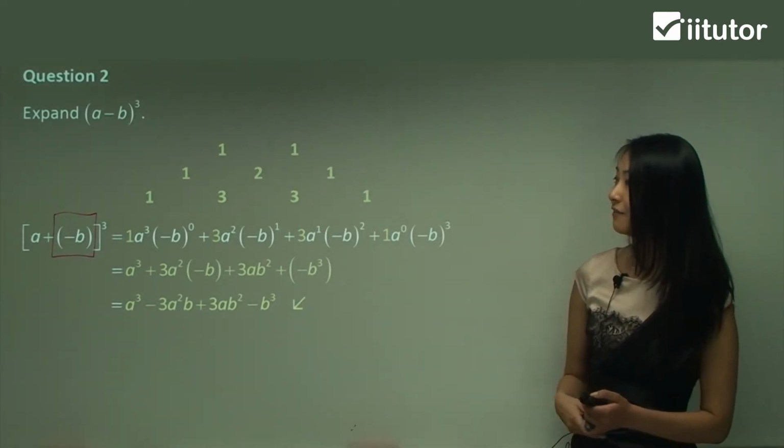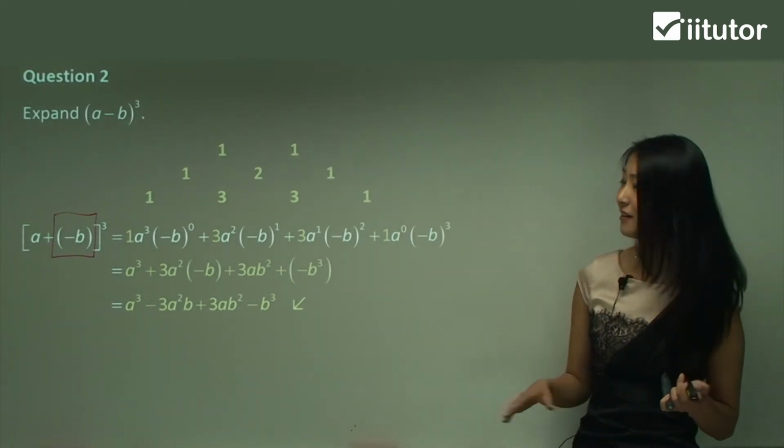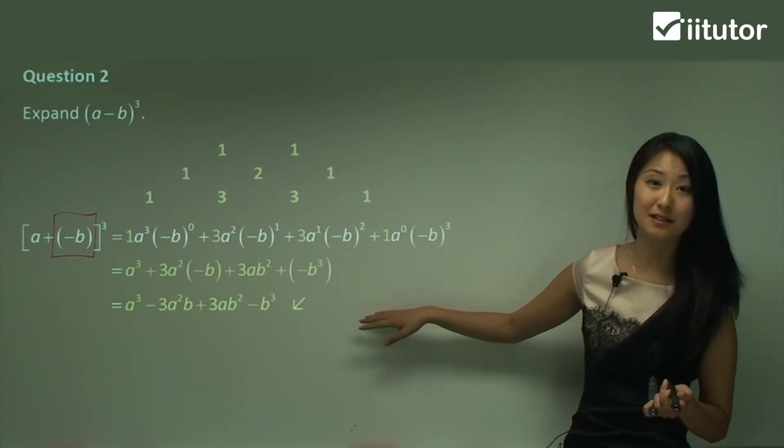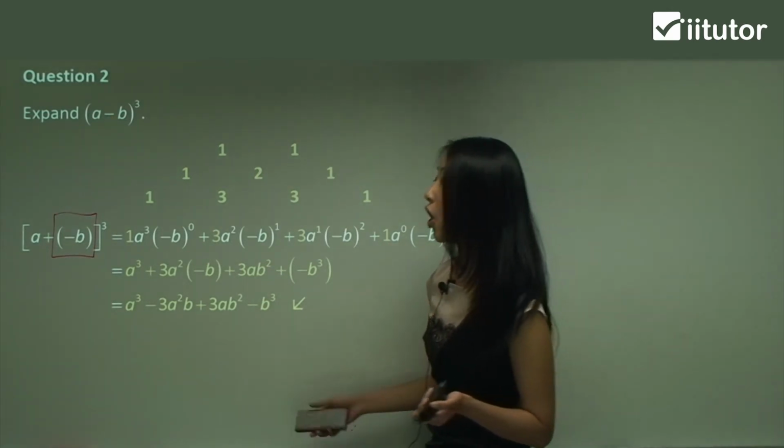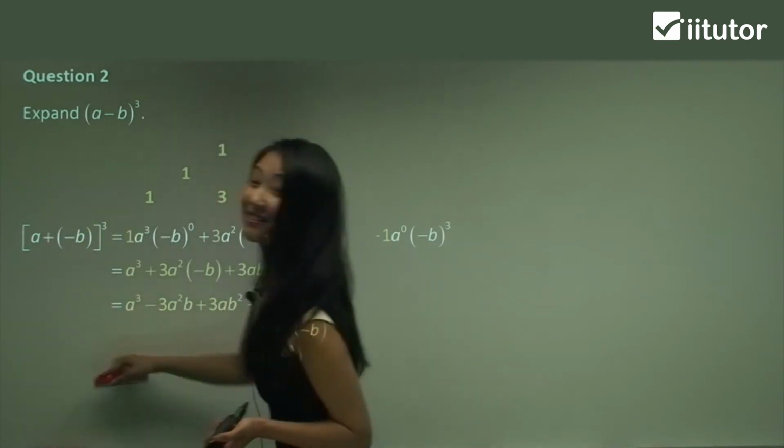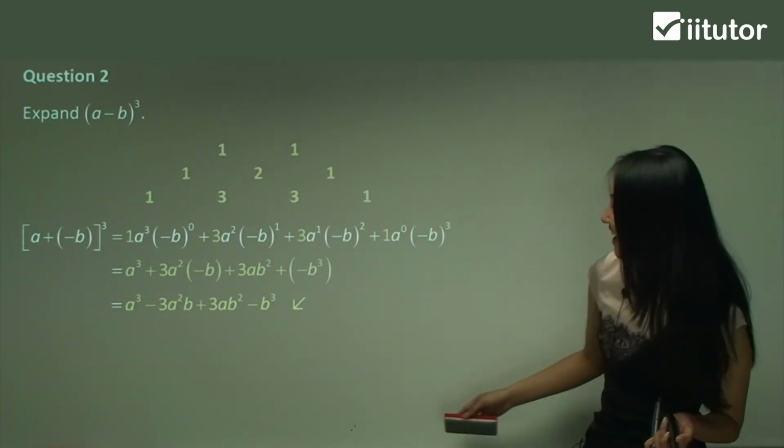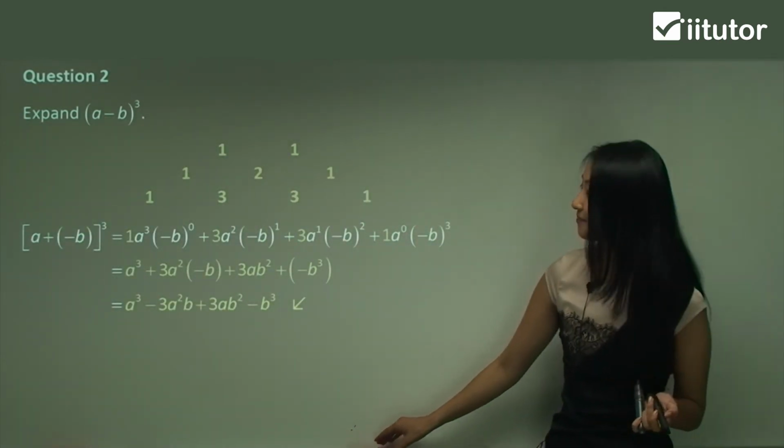So when the first and second term are slightly different, it may take a few more steps in simplification, but that is the only difference there is. All right? Okay, good. So that's how we do negatives.